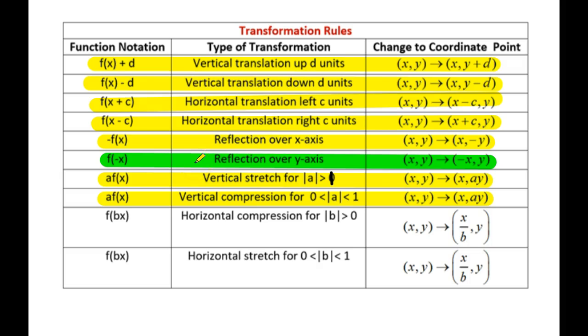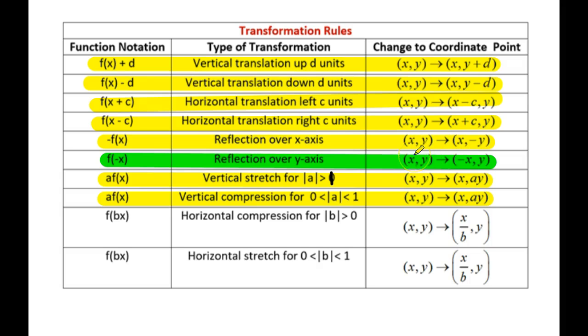A reflection across the y-axis, that's not one we've worked with previously, so we're going to introduce it now. What's going to change in the coordinate points is from x to y. If this is our original ordered pair, the only thing that's going to change is the x value, and we're going to negate it, make it the opposite. So if the original x value was 3, now it would become -3.